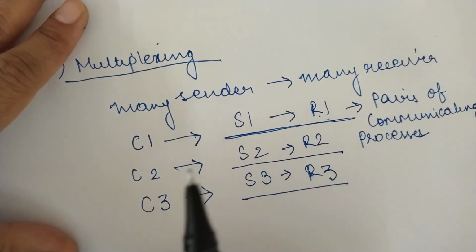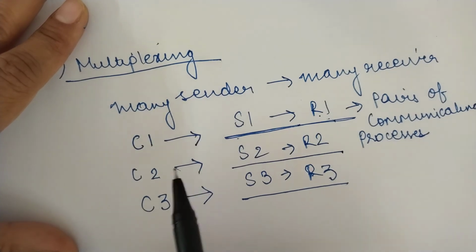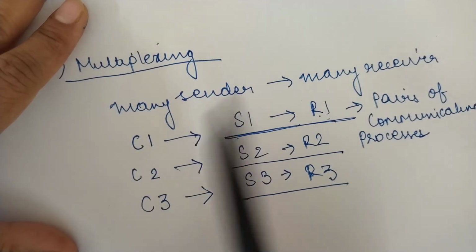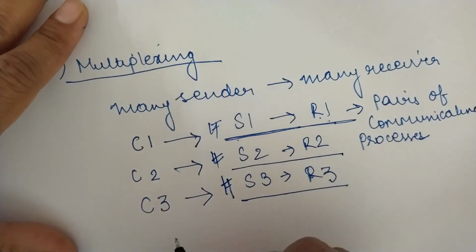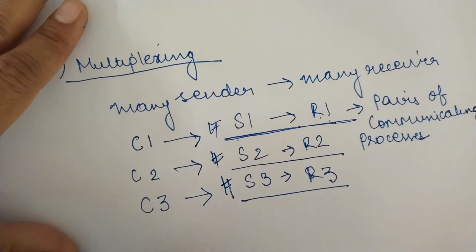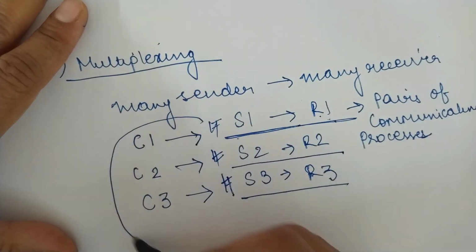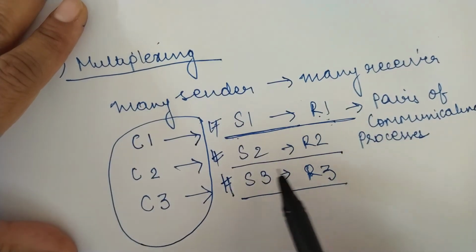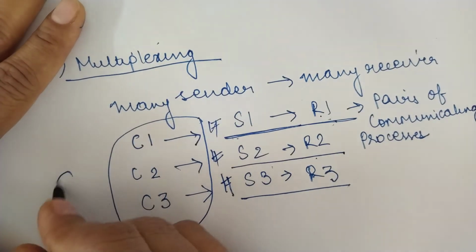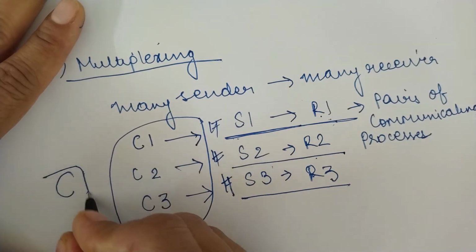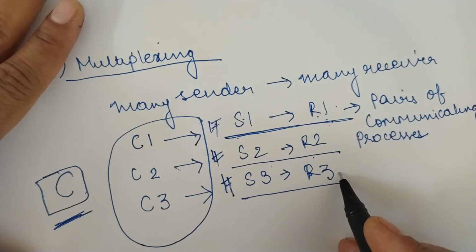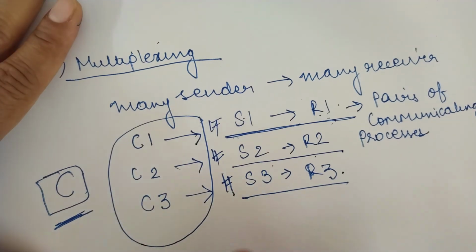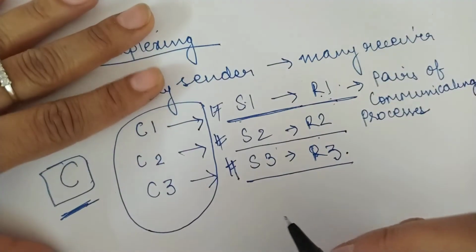But when it is inconvenient or it is expensive to set up a separate connection for each pair of communicating processes, then the underlying layer may decide to use the same connection. Instead of using 3 separate connections for 3 separate pairs of communicating processes, the underlying layer decides that it will use only one connection for all these 3 pairs of communicating processes. So this is known as multiplexing.